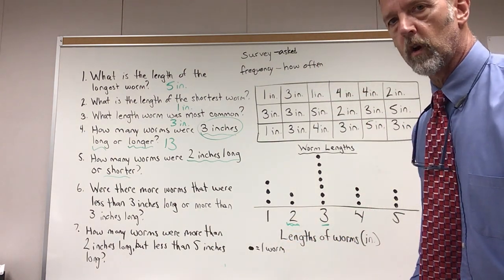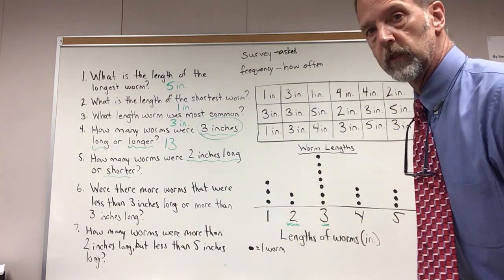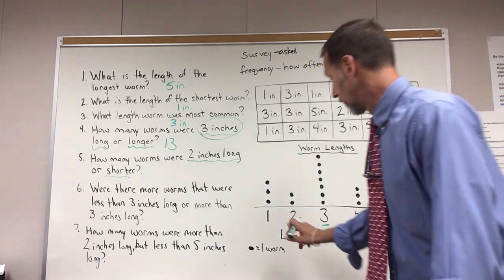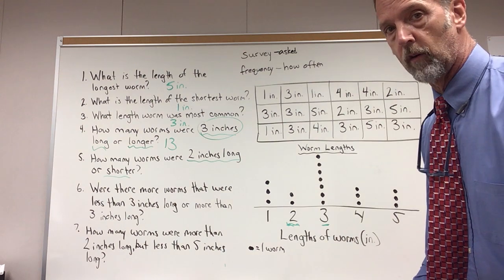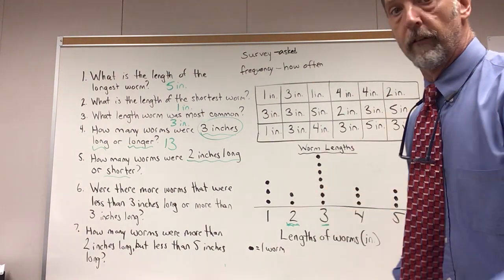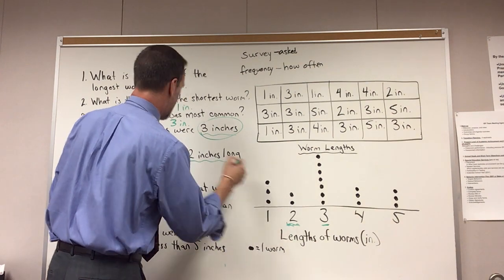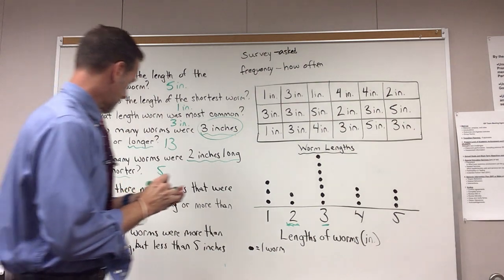Now where is shorter? What's shorter than 2? Which of these numbers will be shorter than 2? Do you know it? Yeah, 1 is shorter than 2. So I need to count these and those. Count those and tell me how many there are. There are 5. 2, 3, 4, 5. There are 5 worms that were 2 inches or shorter.